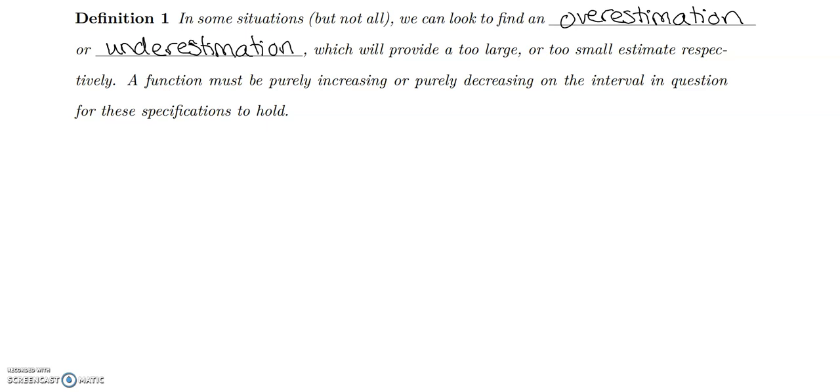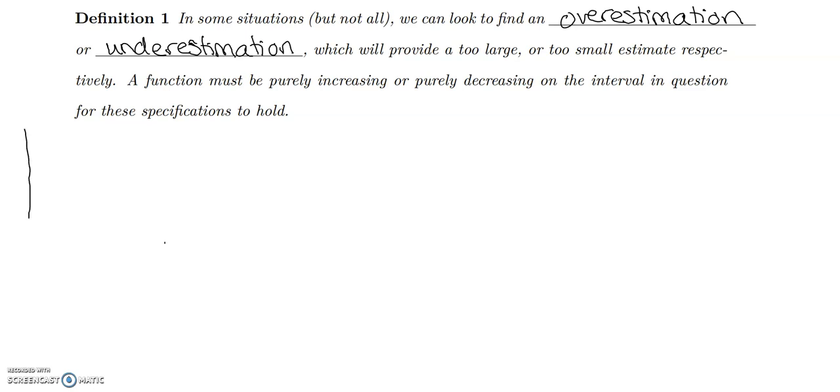So that's going to provide either a too large or a too small estimate respectively. So overestimation, too large; underestimation, too small. So a function must be purely increasing or purely decreasing on the interval in question for these specifications to hold. And I'll explain why in a second.